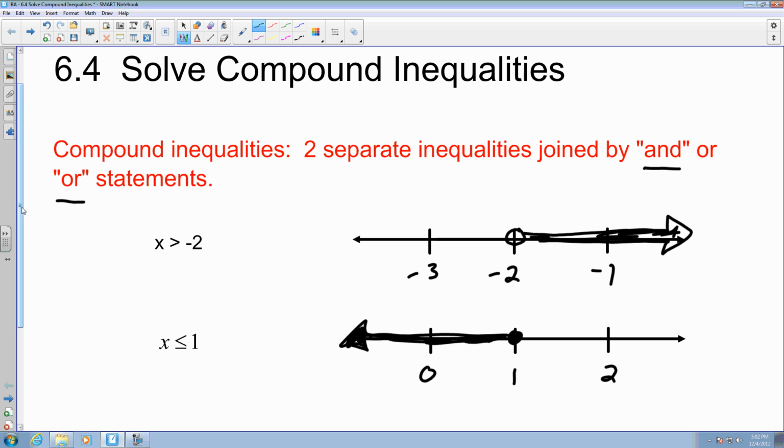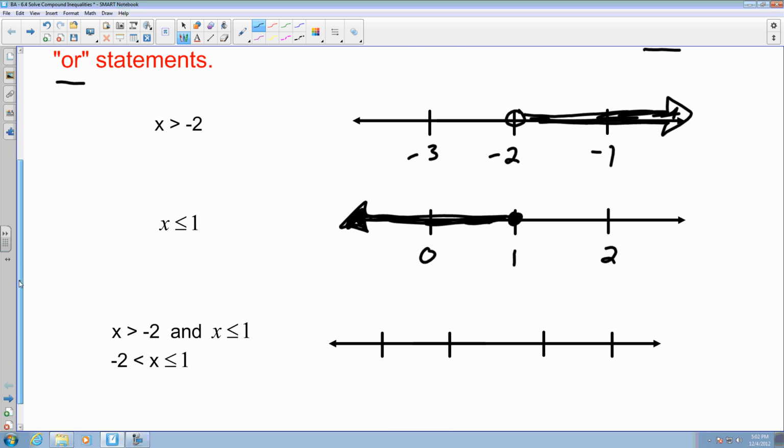Now what if you were given a statement that looked like this, where x is greater than -2 and x is less than or equal to 1. You could also see it written like this. If you see something like this where -2 is less than x, but x is less than or equal to 1, that is also another way to write an and statement. So that's an and statement.